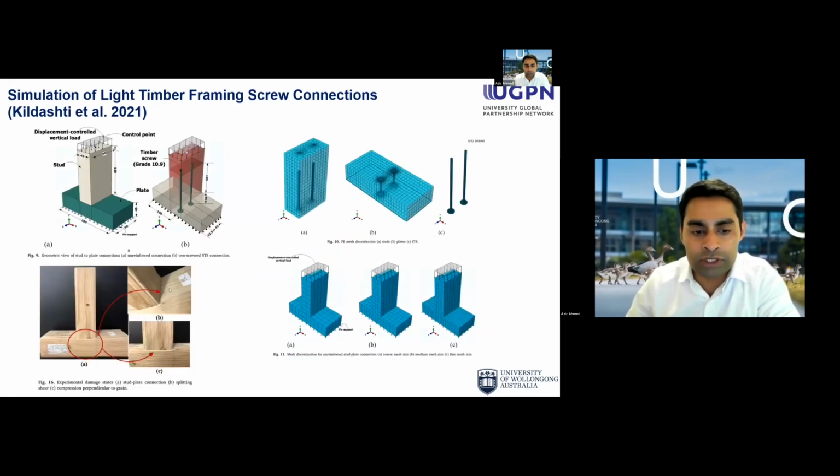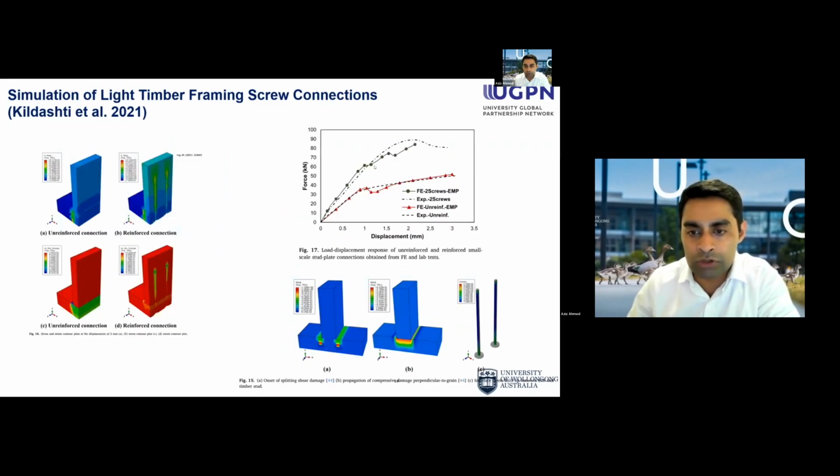And this paper actually shows much more in-depth details on what kind of meshing we're going to require. You can see the results are quite good, especially the stress distribution and damage. So we are happy to have found this paper, as a guide that we can use for our engineered bamboo test simulation as well.